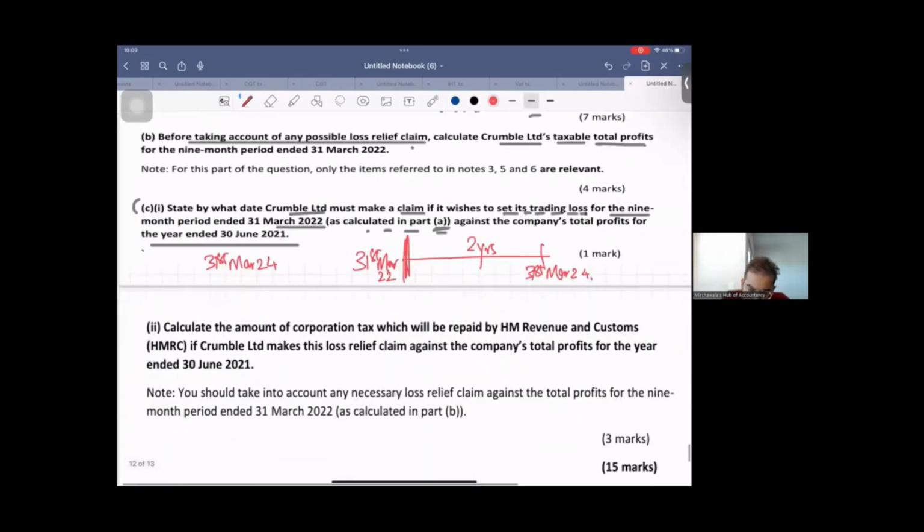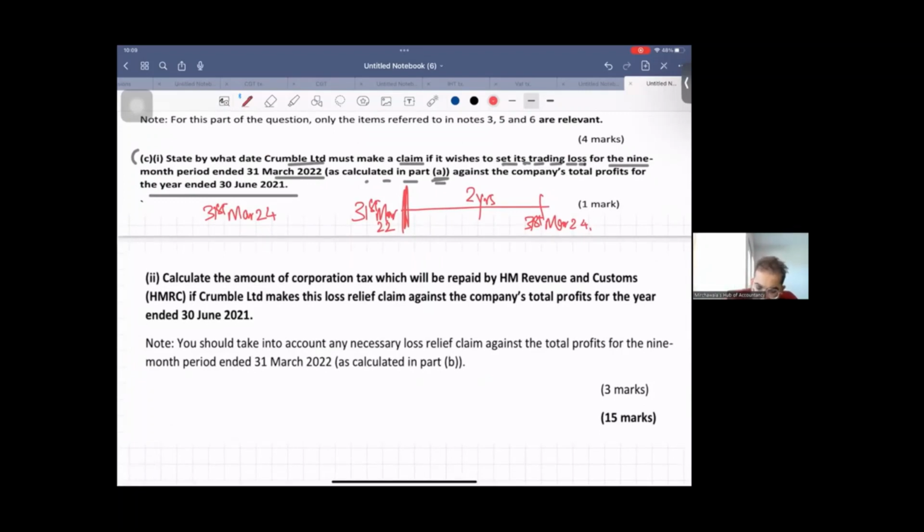One more requirement. Calculate the amount of corporation tax which will be repaid by HMRC if Crumble Limited makes this loss relief claim against the company's total profits. Obviously, listen, we are not talking about a group of companies. Here it is the same company. So when it is the same company set off, it is always against total profits.